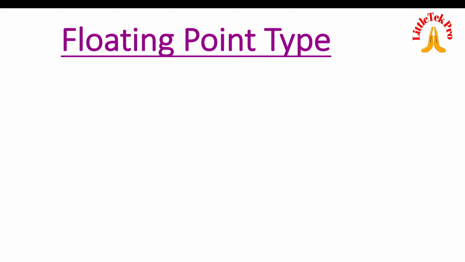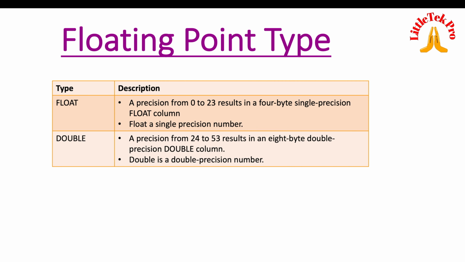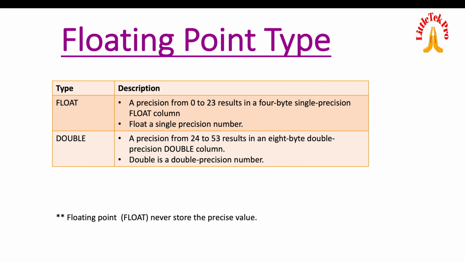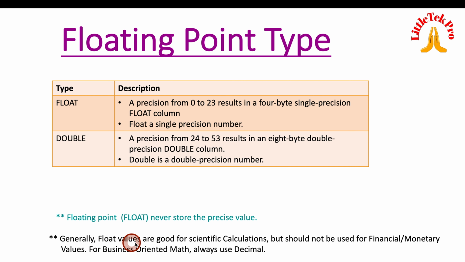So next is the floating point type. There are two types: one is float, one is double. Float has a precision of 0 to 23, a 4 byte single precision number, and double is an 8 byte double precision number. Float never stores a precise value. In decimal, it will always store the precise value, but in float, it will not. So generally, float values are good for scientific calculation, but should not be used for financial or monetary values. For business-oriented math, always use the decimal.